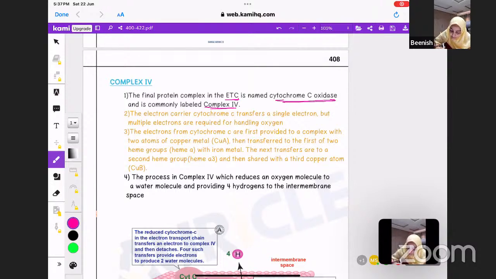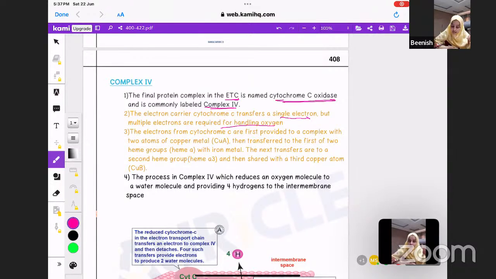Okay, so the electron carrier cytochrome C transfers a single electron, but multiple electrons are required for handling oxygen. So what it's trying to say is, in order to completely reduce oxygen, you need 2 electrons. Okay, if oxygen receives 1 electron, it is going to form superoxide. Therefore, in order to completely reduce your oxygen to water, you need 2 electrons. So what is happening? Cytochrome C is going to give its electron to complex 4 and then complex 4 is going to give it to oxygen.